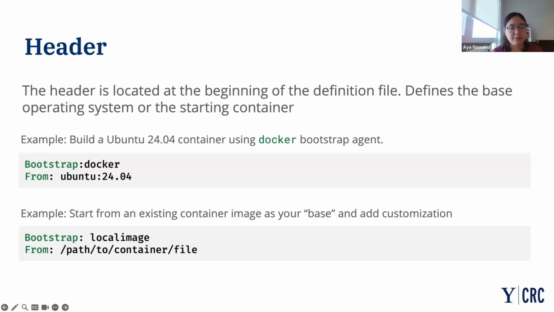If you use localimage as the bootstrap agent, you can use an existing container image as your base and then add the customization on top of it. The from keyword specifies the local container to use as a base.